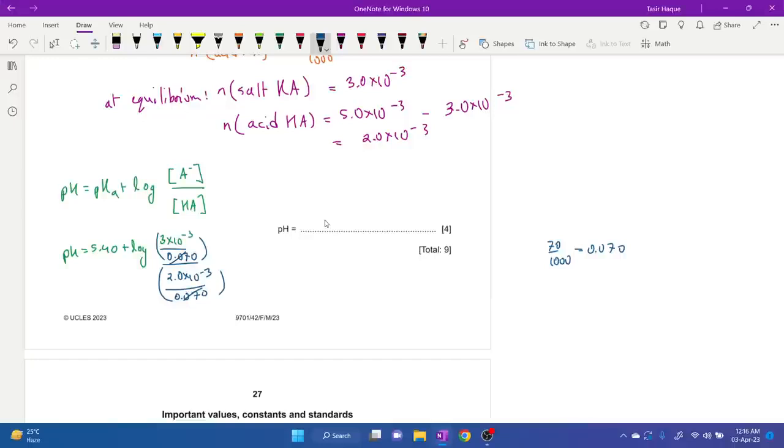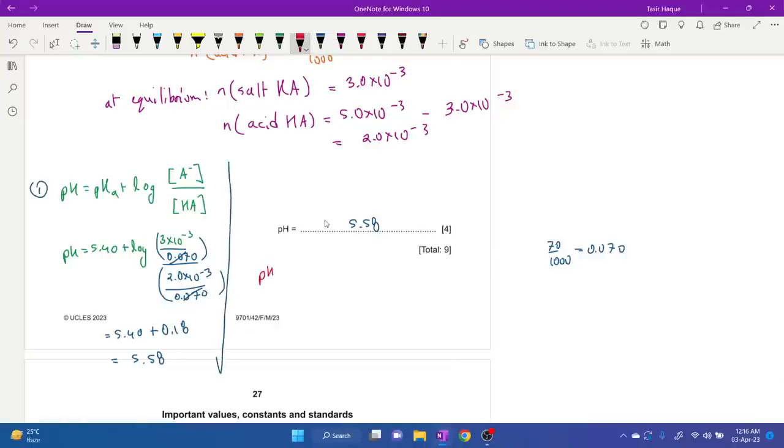Okay, so we get rid of these, and at the end we end up with 5.40 plus, wait, let me check, 3 by 2 log base 10, answer 0.18176, 0.18. So we get a value of 5.58 minimum 2SF. So that's root 1. This is root 1. What about root 2?